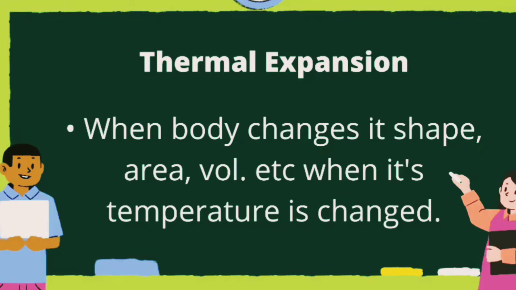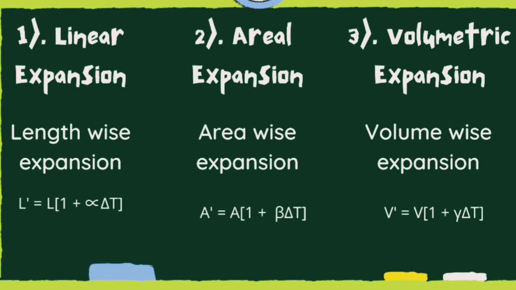Next topic is thermal expansion. It is the property of matter by virtue of which a body changes its shape, area or volume etc. when its temperature is changed. So there are three types of thermal expansions. First one is linear expansion, second areal expansion, and third volumetric or superficial expansion.